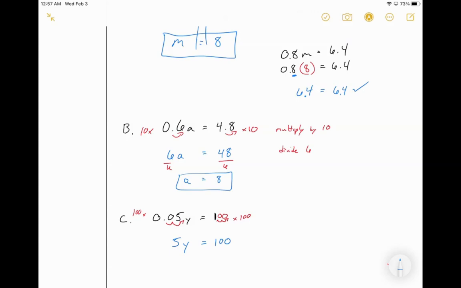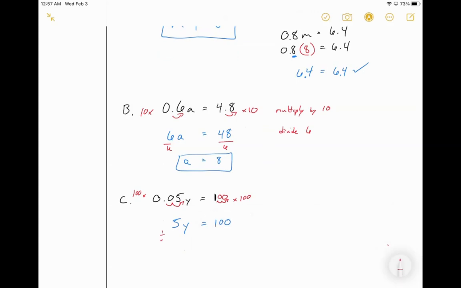And so you're going to either multiply by 10 or 100 or 1,000 if necessary. Probably won't get much higher than that, and usually it's just 10 or 100, just so you can get the decimal out of the way. That's the goal you're trying to achieve. So next step, divide by 5 on both sides. And then my final answer is y is equal to 20.